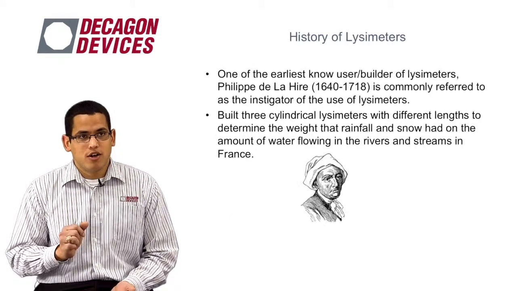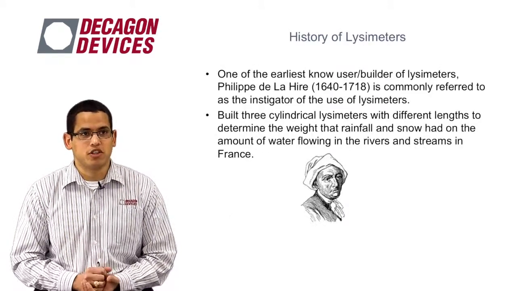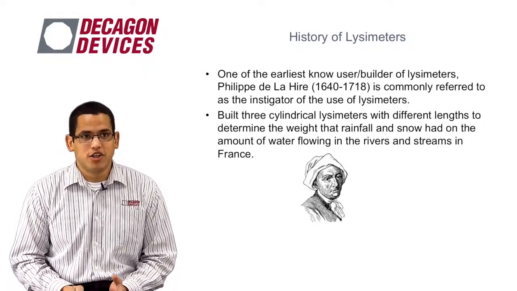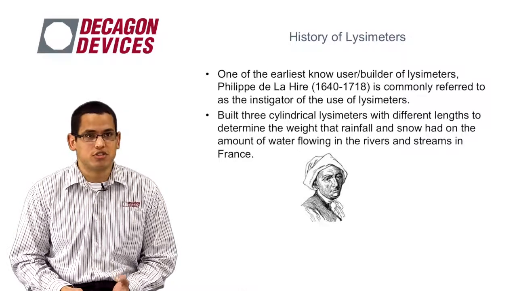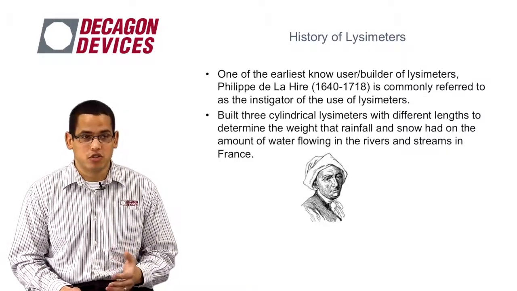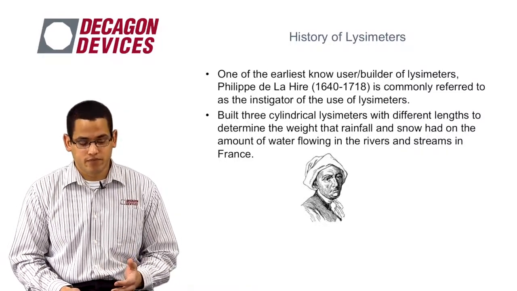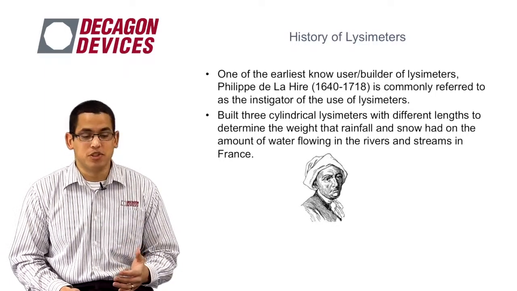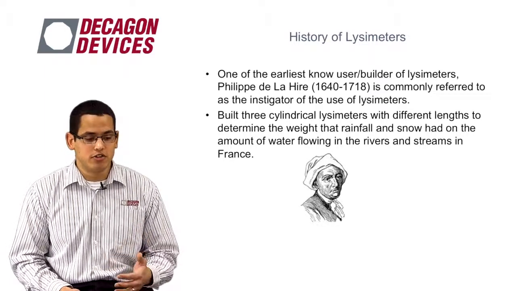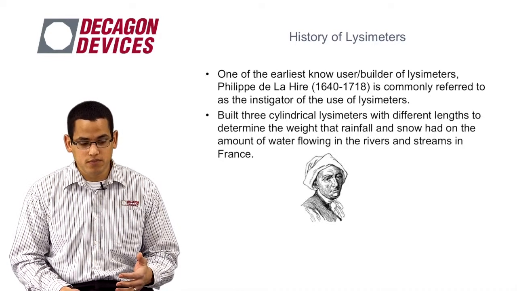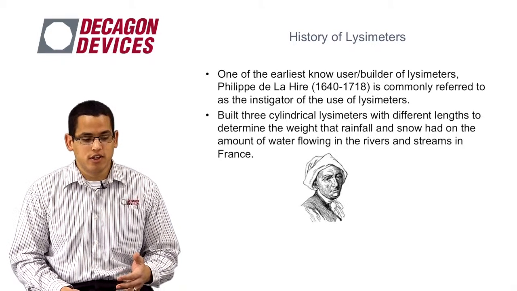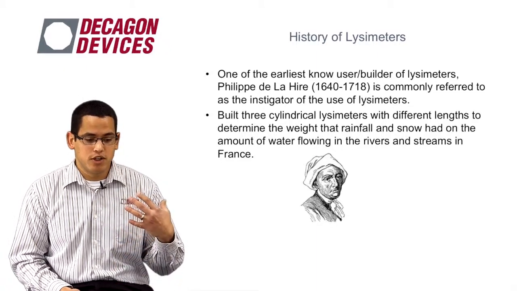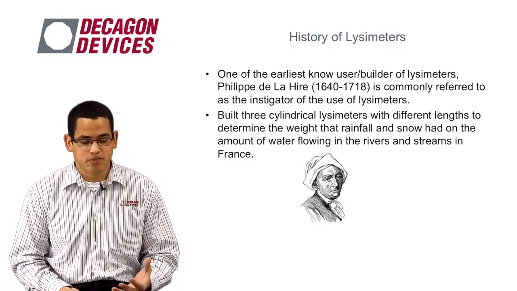So, just a few notes on the history of lysimeters. One of the earliest known users of lysimeters to understand percolation of water through the soil was Filippo de la Hire. Filippo de la Hire was a mathematician and meteorologist for King Louis XIV. In 1688, he built one of the first known lysimeters to understand the origin of springs.